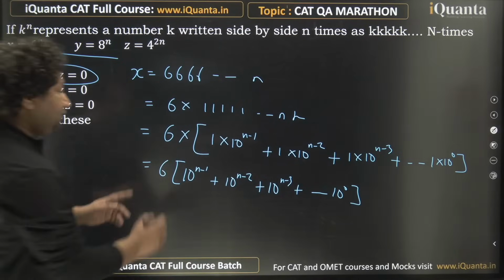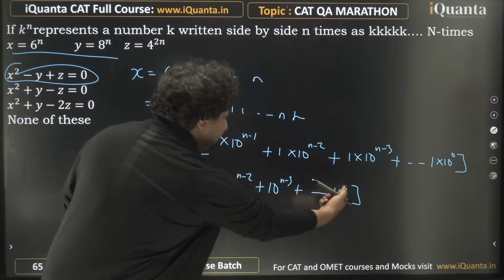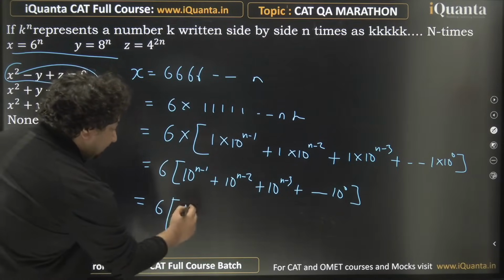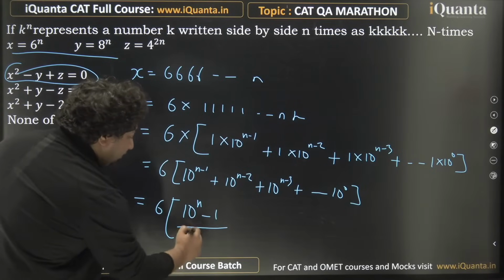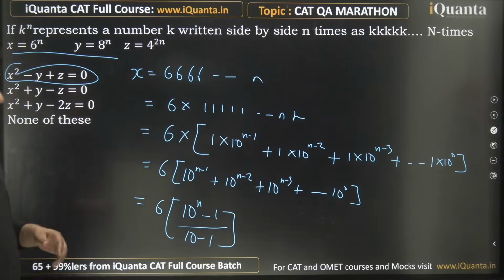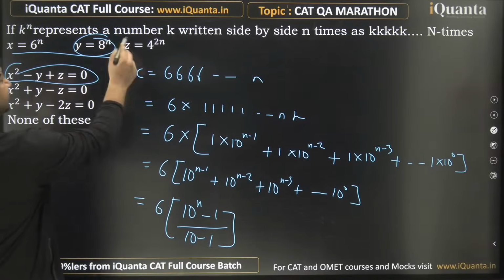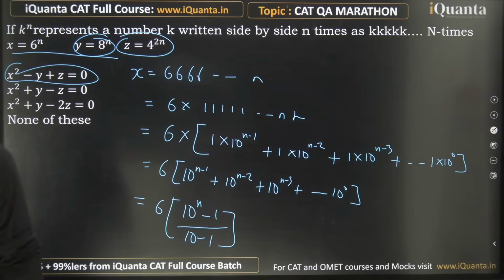So here we have overall n elements because 10 to the power 0 will also be counted. So I'll get 6 multiplied by 10 to the power n minus 1 whole upon 10 minus 1. Is that clear, everyone? So following the same fashion, we can do it for y as well as z. All of you got that?